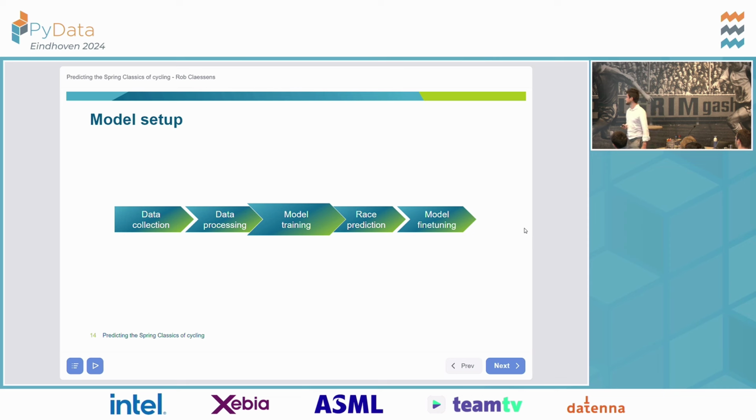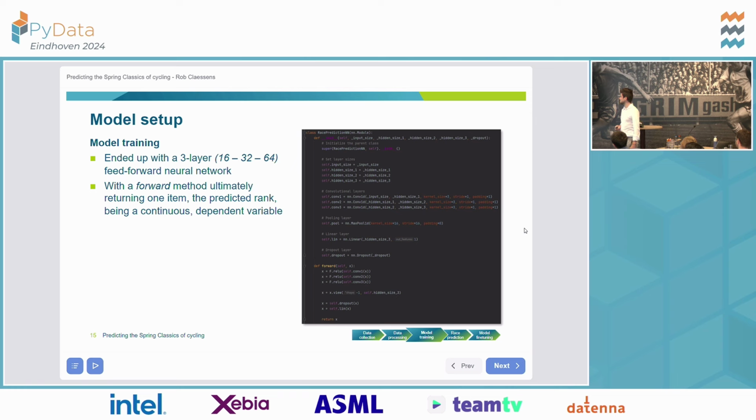Let's look into the more interesting parts, which is model training. Of course, there was quite some trial and error involved because I'm still sort of new to this field. So it took me a while to find a good configuration and also to find the right way of training. But in the end, I had this 3-layered neural network with 16 input features that ultimately predicts one item, which is the expected rank, which is a continuous variable. So I'm not necessarily predicting this integer rank, but just some kind of continuous variable.